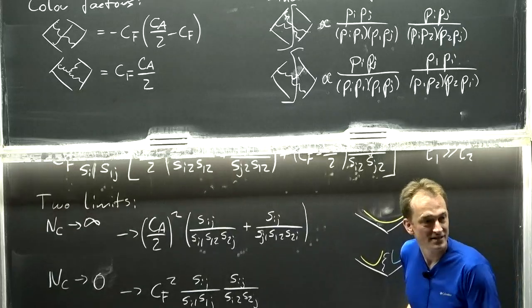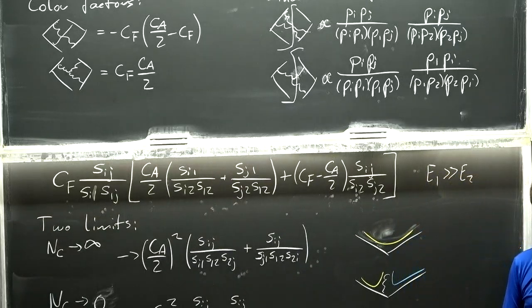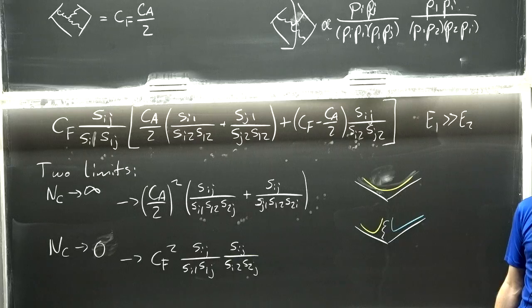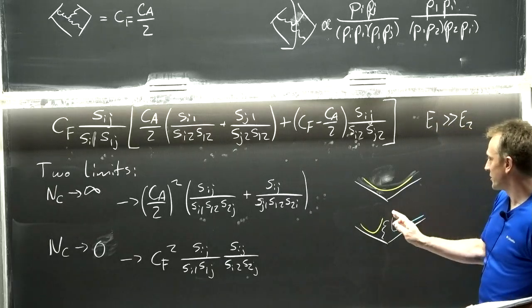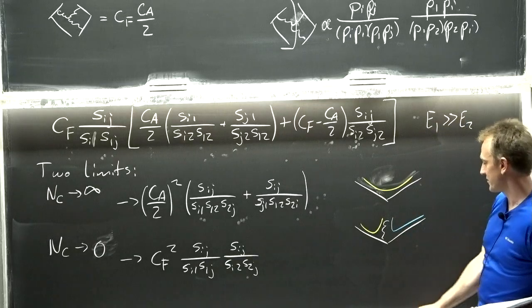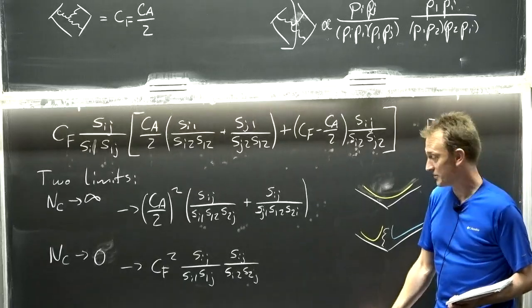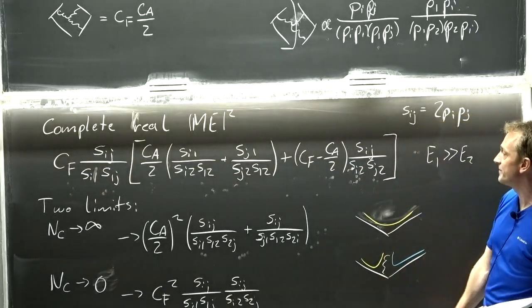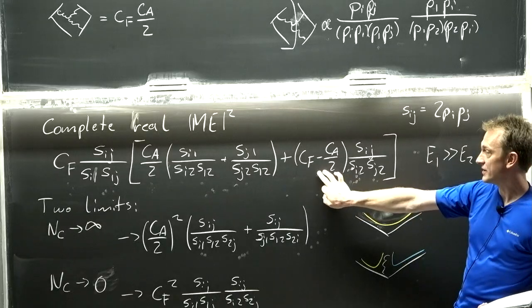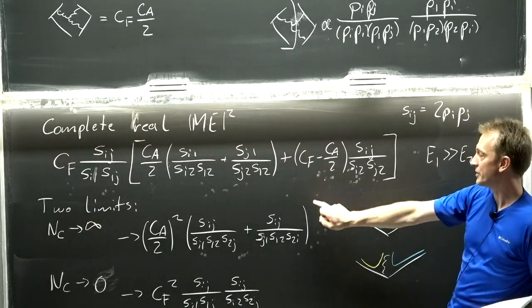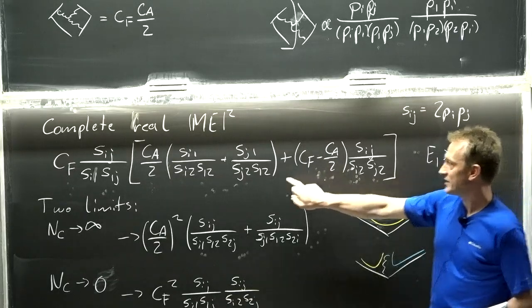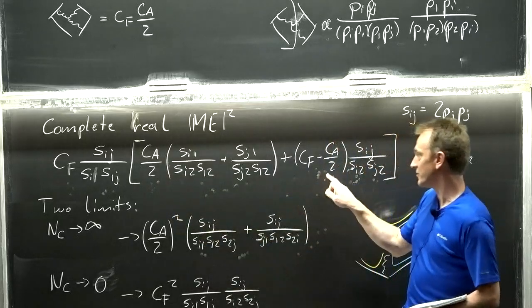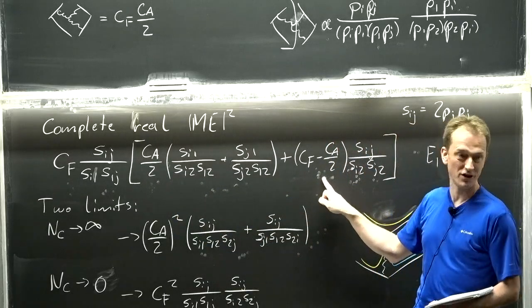Good. Yes? When people go beyond leading color, are they just including more interference effects between different branches of the shower? Very good. So the question is, when we go beyond leading color, do we include more interference effects? And the answer is yes. And there are different types of those, and we can discuss in more detail during the tutorial. These types are typically very easy to take care of. Because if you think of what CF minus CA over 2 is, that's 1 over 2 NC. So compared to the leading color, which is NC over 2, this is 1 over NC squared suppressed. So this is very, very nice.